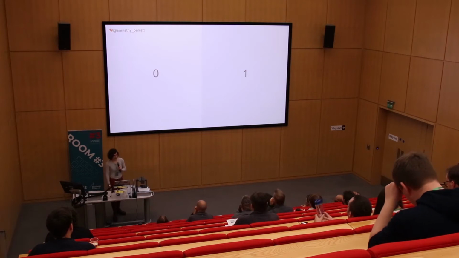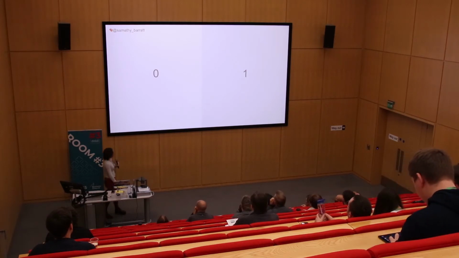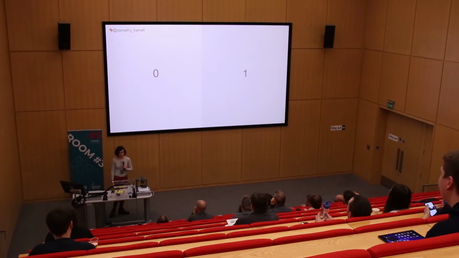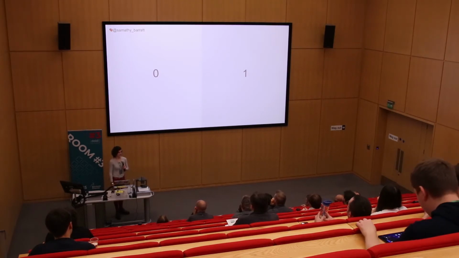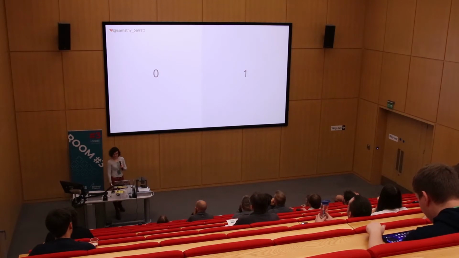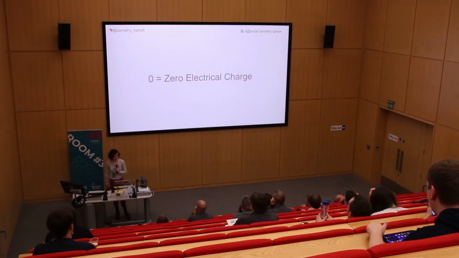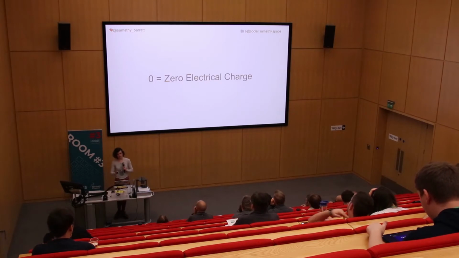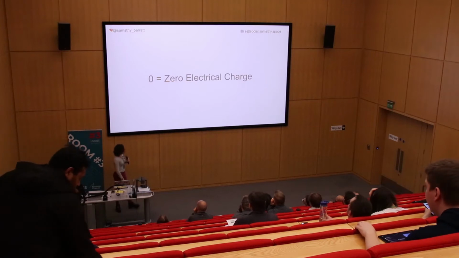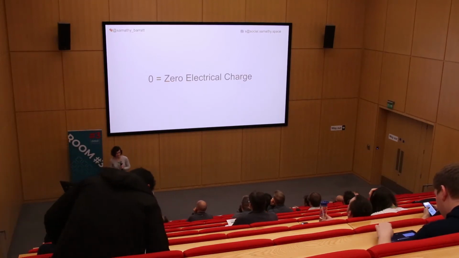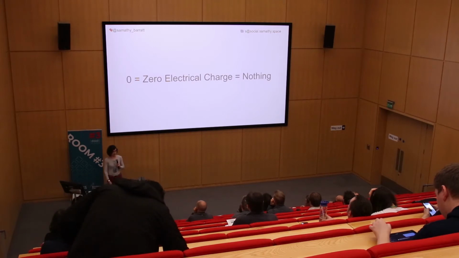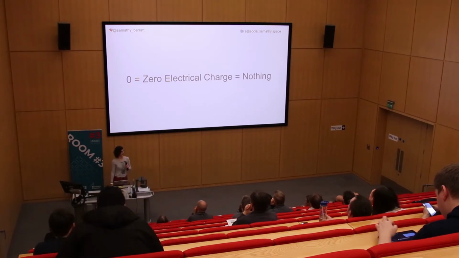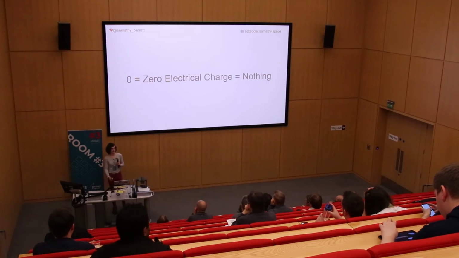So, starting off, zeros and ones. Zeros and ones are how computers represent everything. It's very basic computer science. Zeros or ones, highs or lows, ons or offs. A zero, in this context, in classical computing, not quantum computing, is zero electrical charge, or at least very little electrical charge, which is like nothing, right? If you've got no electrical charge, you've got nothing.